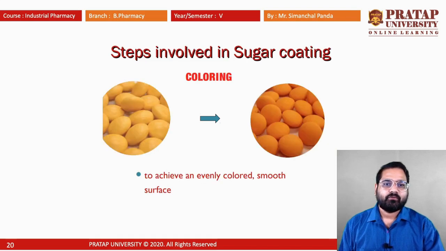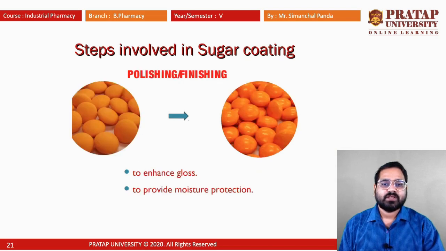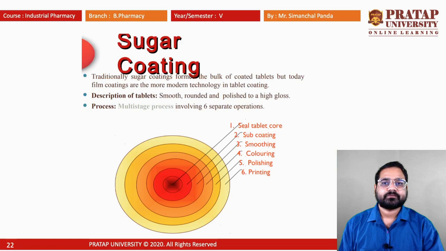Then we go for the coloring to attract different types of consumers and to make the quality of the product elegant. We can use different types of coloring materials that can give an evenly colored, smooth color to the surface. Then we have to go for the finishing that will enhance the gloss. So we can use different types of wax to polish the surface so that it will get the gloss, and it will also avoid moisture getting entrapped. So it is giving a moisture protection effect.